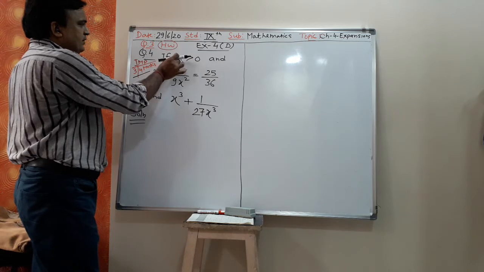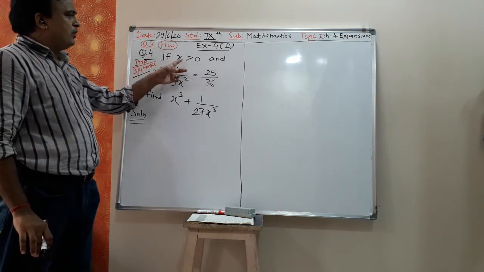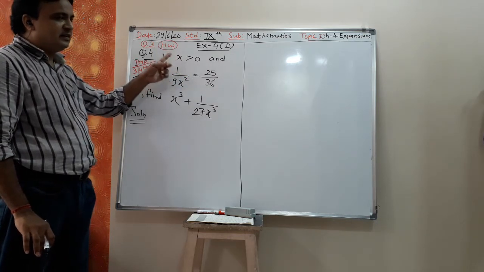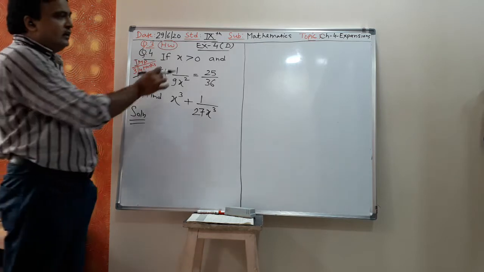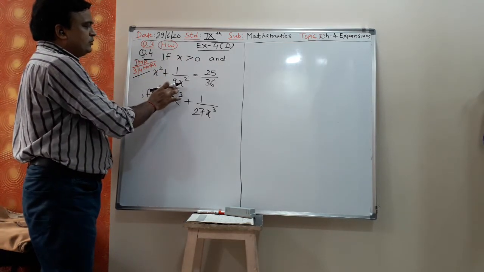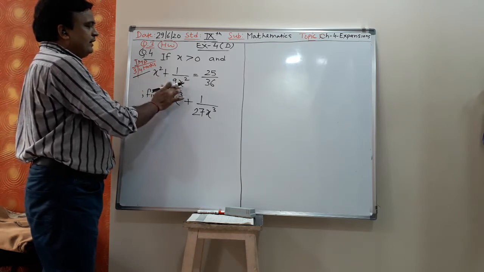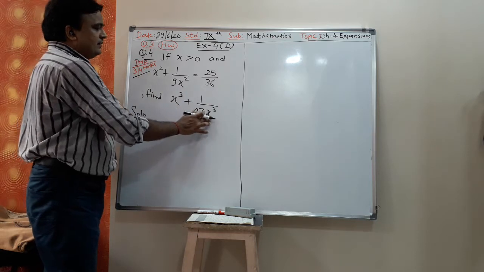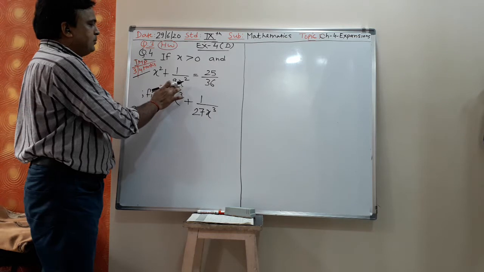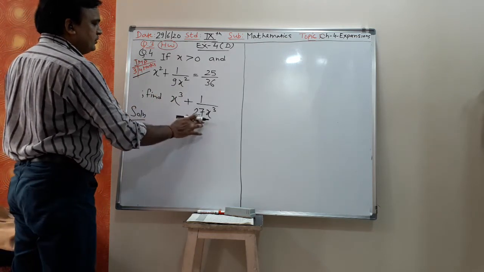In this question we are given x positive. Whenever we take a square root out of plus minus, I will consider the plus sign because it is given that x is positive. Is it clear? First thing, x is positive, x square plus 1 upon 9x square. 9x square is 3x whole square, and 27x cube is 3x whole cube. So basically you have x and 1 upon 3x.